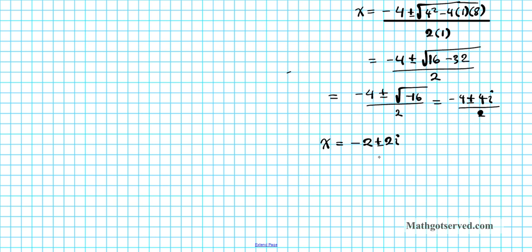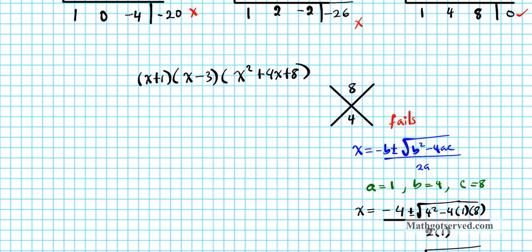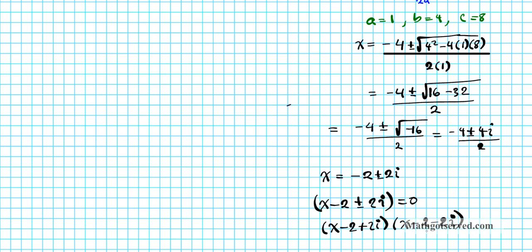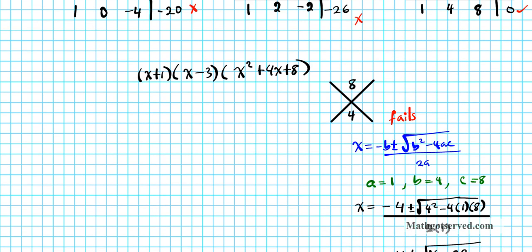Okay? So if I want to write this as a product of linear factors, I'll just set it equal to 0, and I'll have x minus negative 2 plus or minus 2i is equal to 0. Okay? So if I want to write it in split form, I'll write x minus negative 2 plus 2i times x minus negative 2 minus 2i. All right, so this is expressing this prime quadratic as a product of linear factors. Okay. All right, so let's go ahead and write it down here.